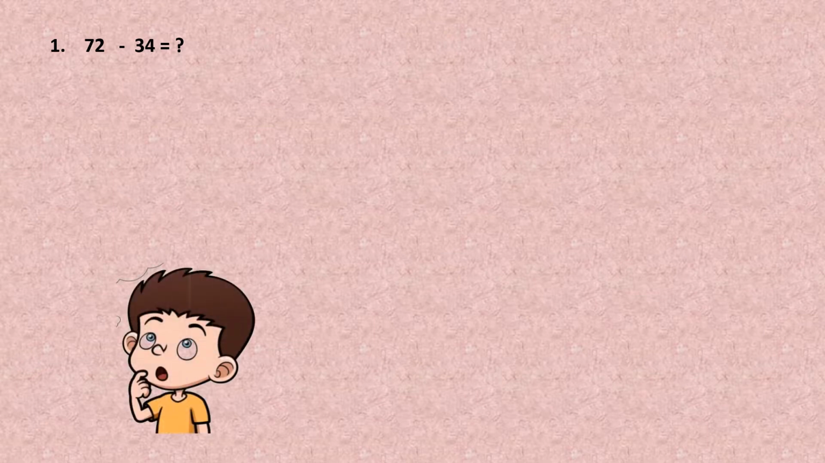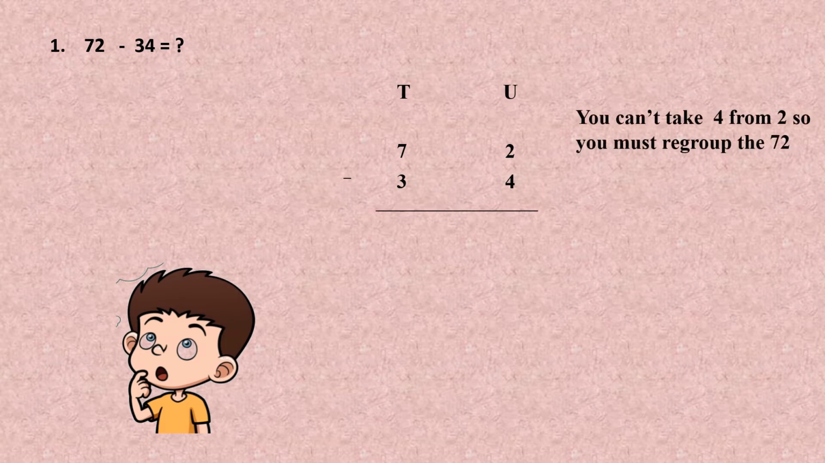The next sum. Okay, here comes 72 minus 34. Who's going to solve it? He's still thinking. Let's help him. We first write the units and the tens. Then we write the number 72, that is 7 rods and 2 cubes, minus 34. Now, you cannot take 4 from 2. So you must regroup the 72. What do you mean by regroup the 72? That is, we need to borrow from 7.